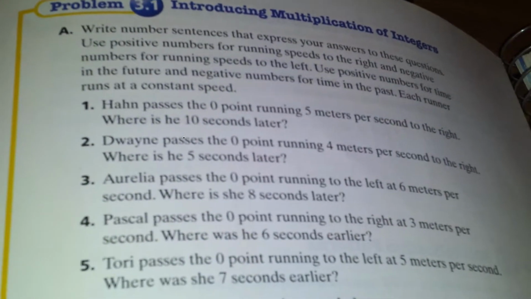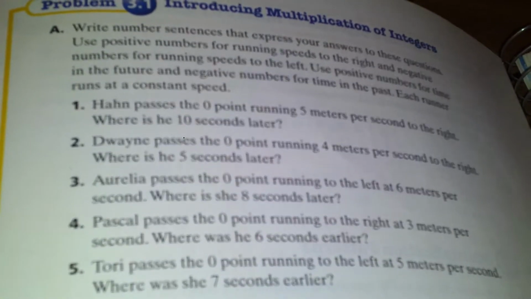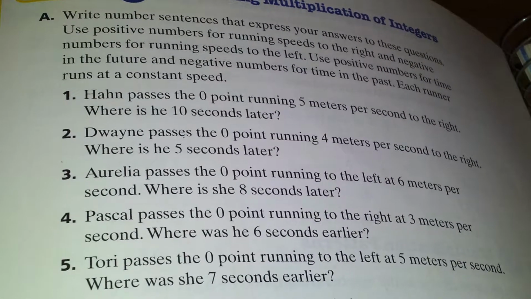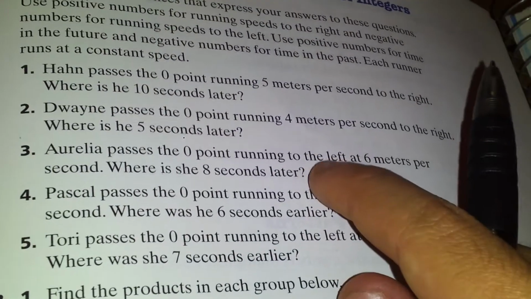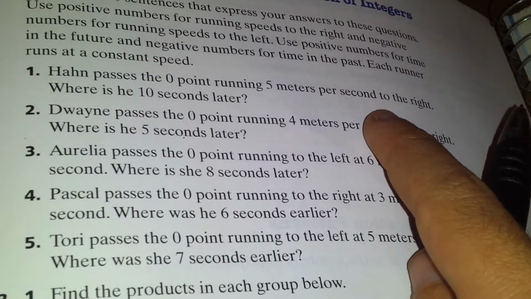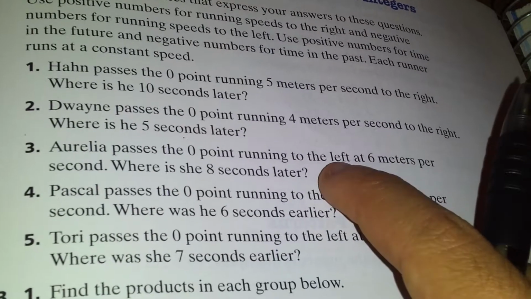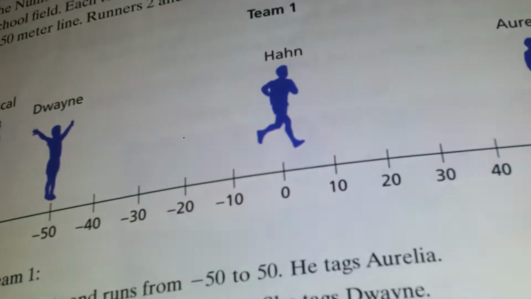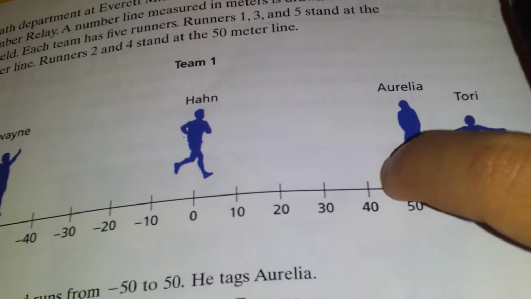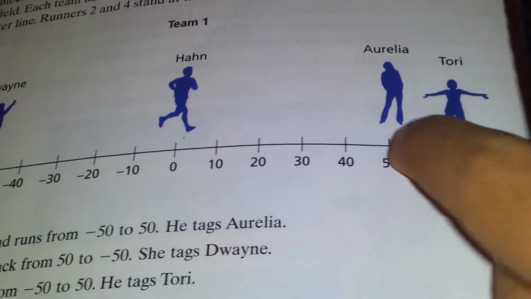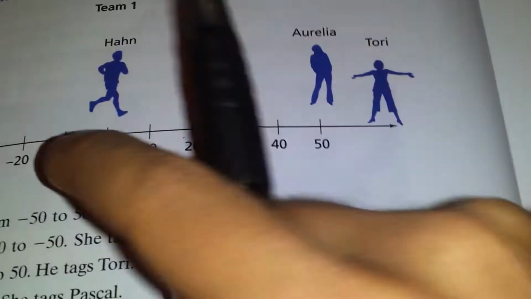Let's try number 3 now. Aurelia, when she's running, you know what? She's running to the left. So problems 1 and 2, they were running to the right. Both of them. But Aurelia is running to the left. If we look at our number line, that means she's running in this direction. So we're going to be using a negative number. Because remember that positive speeds are this way and negative speeds are that way.